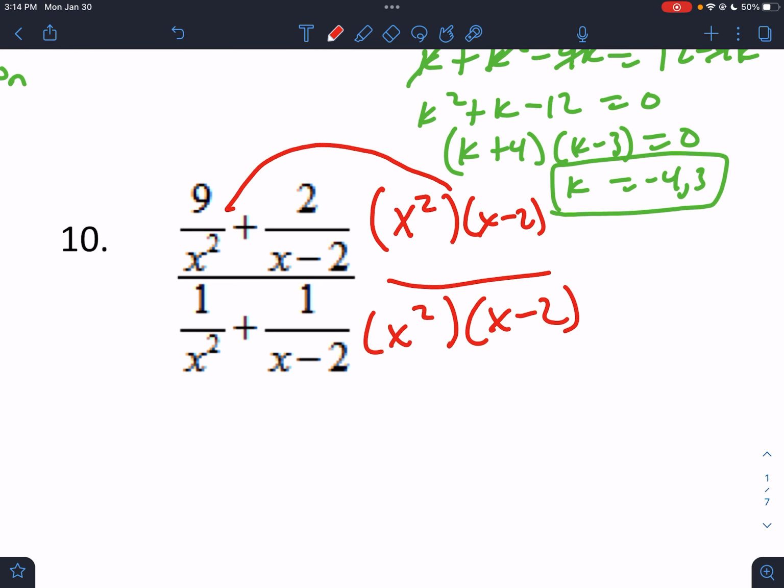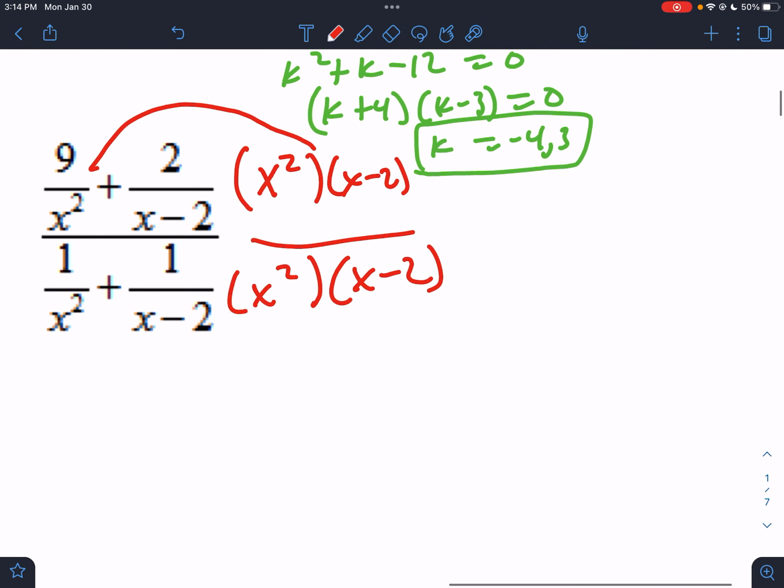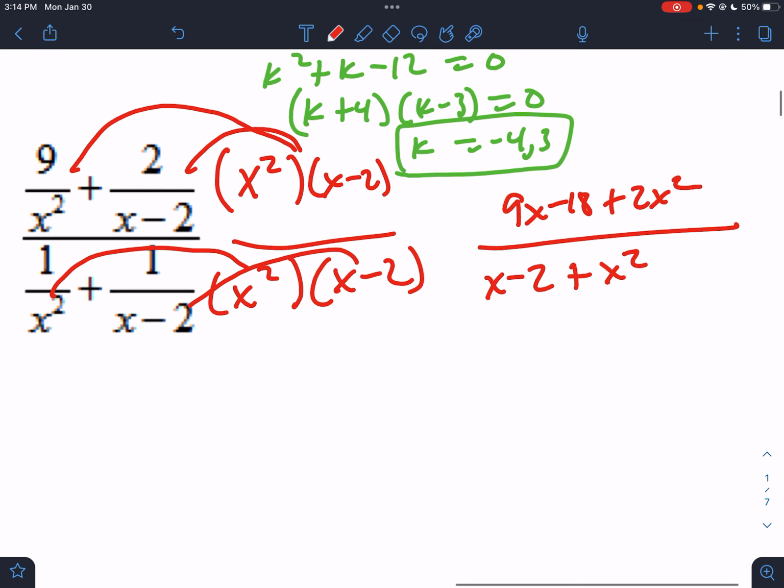Now we have to distribute, though. That would cancel out an x squared. Not a lot of room, I'm going to put it over here, but that would cancel out an x squared, leaving us with 9x minus 18. And then here, it cancels out an x minus 2, leaving us with 2x squared. Here, the x squared cancels out, leaving us with 1. The x minus 2 cancels out. Nope, not leaving us with 1, sorry. The x squareds cancel out, leaving us with x minus 2. Here, the x minus 2's cancel out, leaving us with x squared.